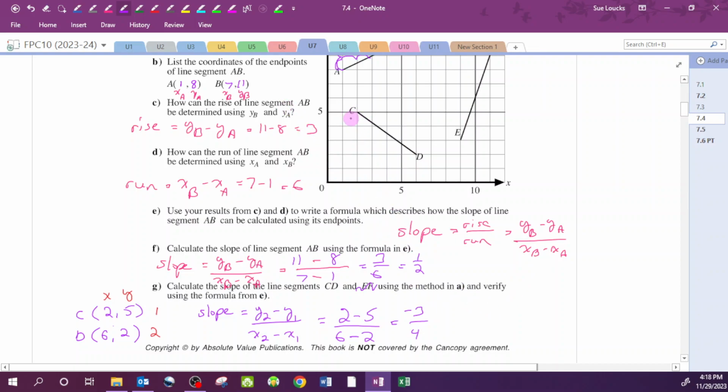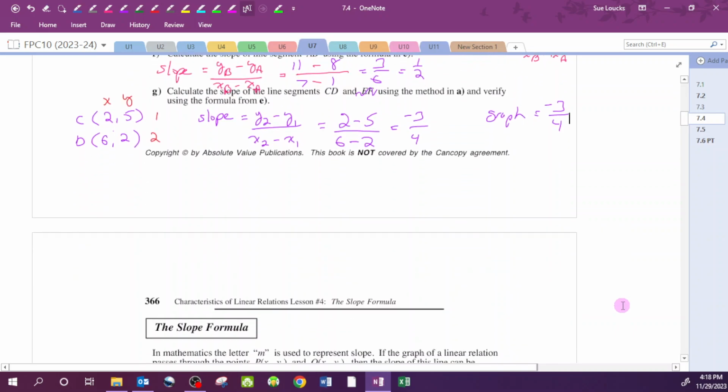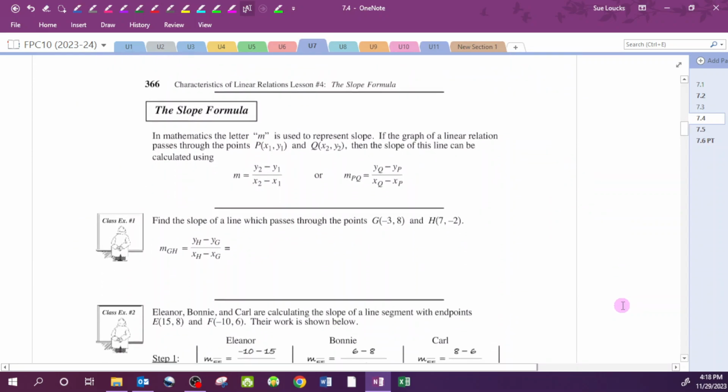If I look at it on the graph, my rise is 1, 2, 3, so -3 over 1, 2, 3, 4, over 4. So I get the same thing. And it is a negative slope because it's heading down. Just to double check that. All right, on the next page, we have the slope formula.